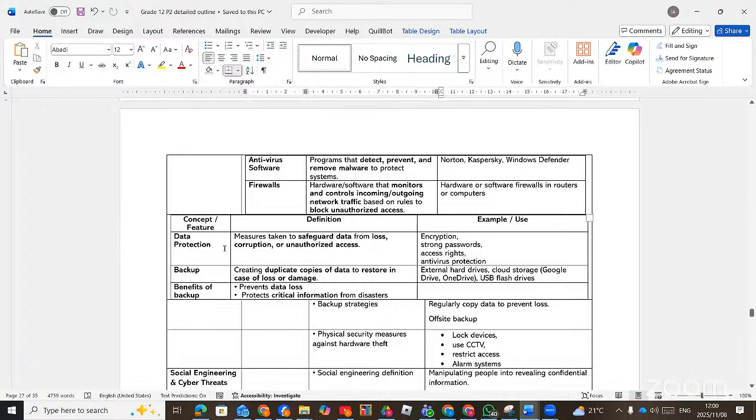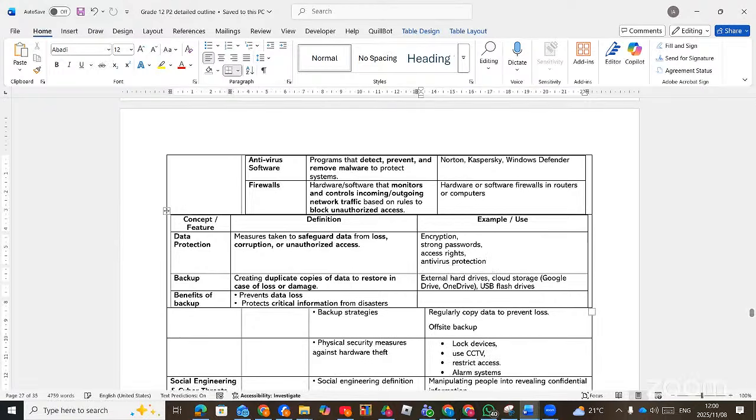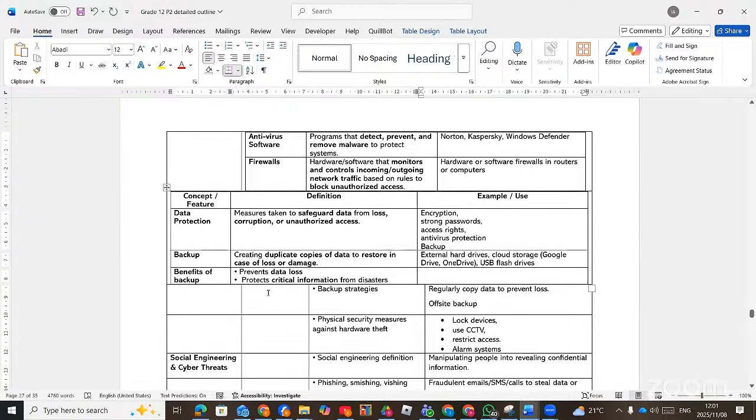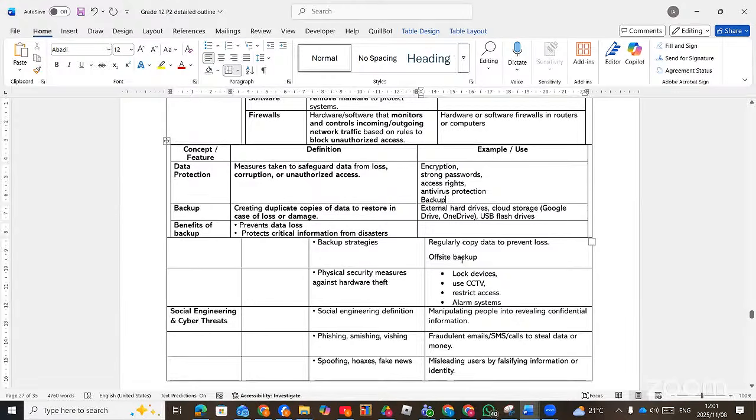Data protection. How do you safeguard your data from corruption or unauthorized access? Examples are encryption, strong passwords, access rights, antivirus protection. You can also have backup. You can back up your work. Now, backup is duplicating files by using external devices. Benefits of backup, you must know them also, and backup strategies. You must always keep an offsite backup, you must back up regularly, and back up at a time that you are not busy. Those are the backup strategies.